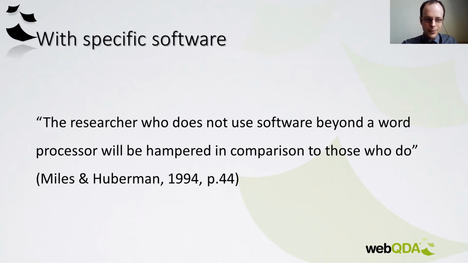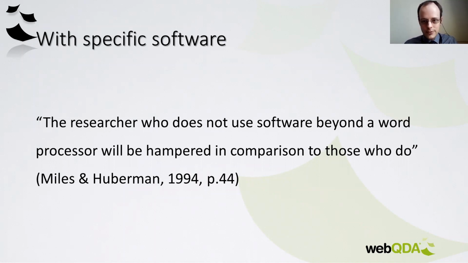Now, over 25 years ago, Miles and Huberman wrote that the researcher who does not use software beyond a word processor will be hampered in comparison to those who do. And I think that this is more true now than it was back then. Back over 25 years ago, these specialized software were just really starting to take shape. And now we have several options to choose from and an increasing focus on online platforms to do this. And I think that they're completely right.